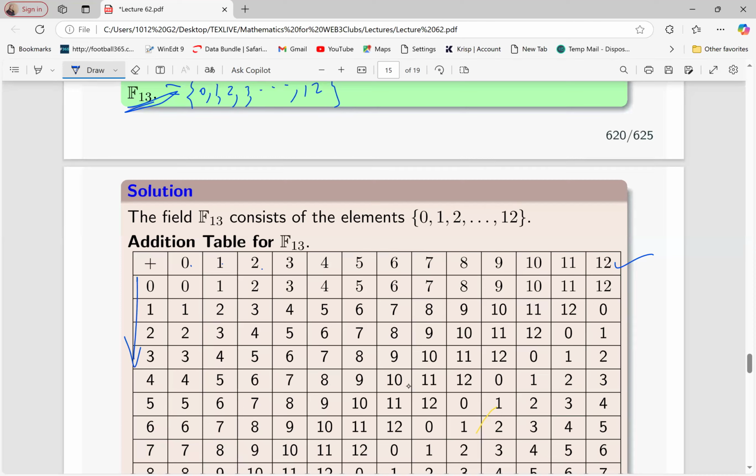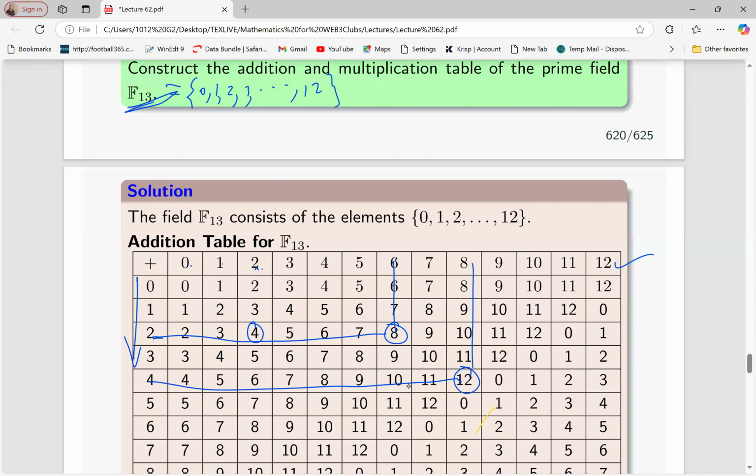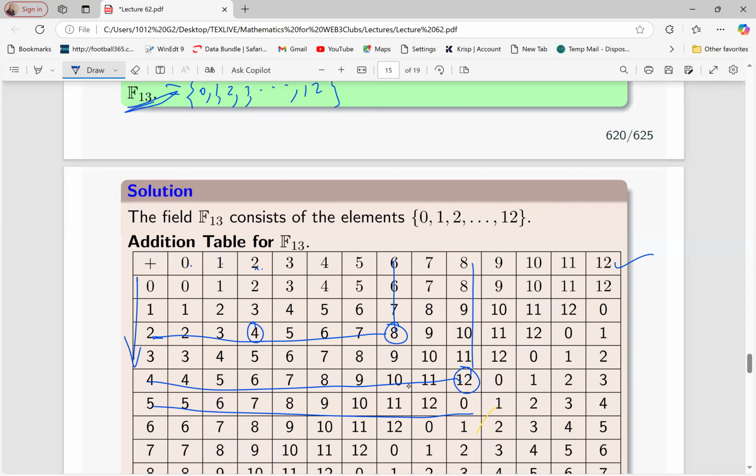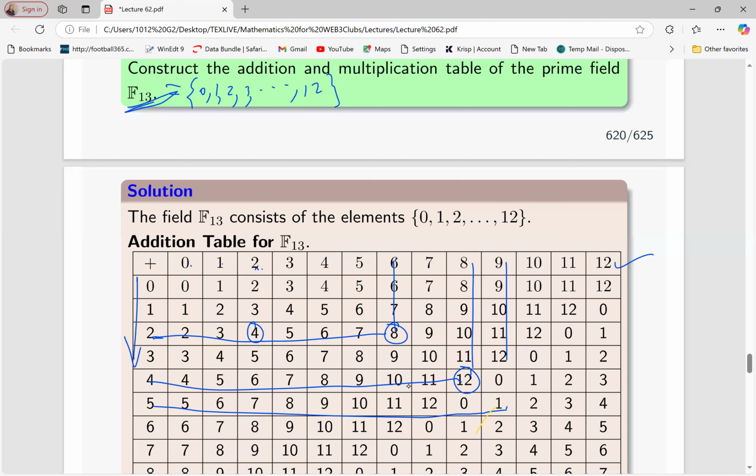So just adding, for instance, 2 plus 2 will give us 4. 2 plus 6 gives us 8. 4 plus 8 gives us 12. Very easy. What about 5 plus 9? We are doing it mod 13, so 5 plus 9 will be 1.